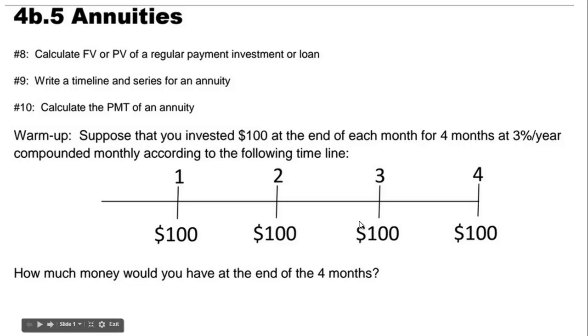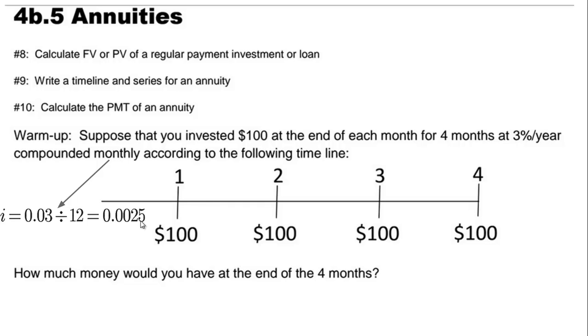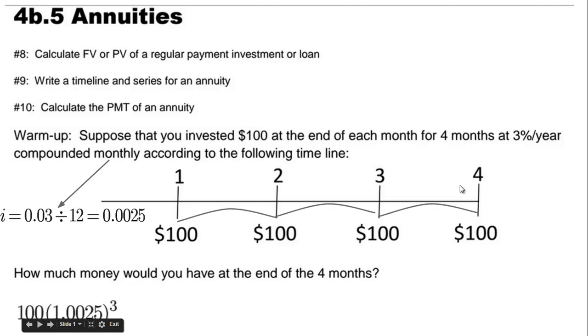So the first one is, the interest rate has to be 3% divided by 12. We always divide the 3 by 100 first, and then we divide it by 12 to get the number. This is actually going to be 0.25% per month, which makes sense because it's 3% per year. So how much money do you have at the end of the 4 months? The first payment has actually been in the account for 3 months, and so the $100 times 1.0025 to the 3.